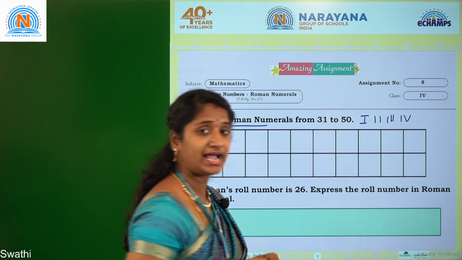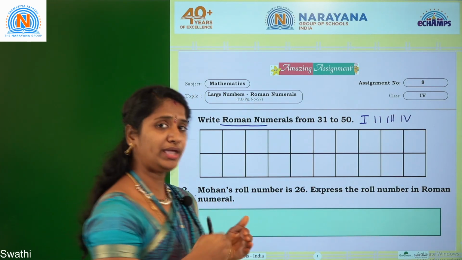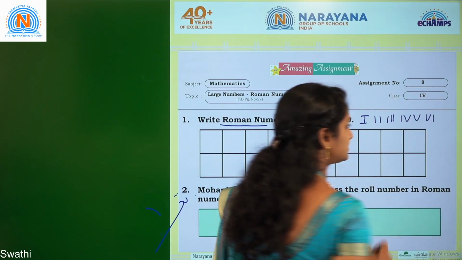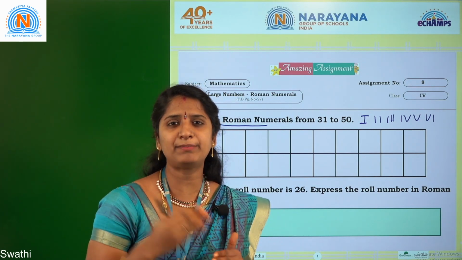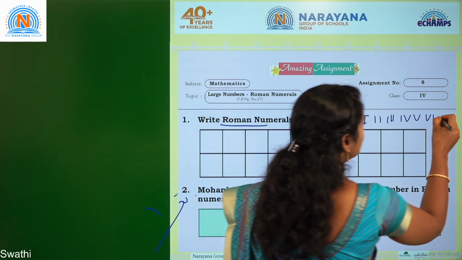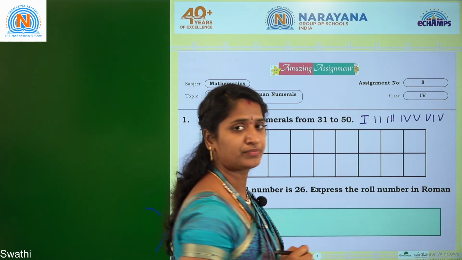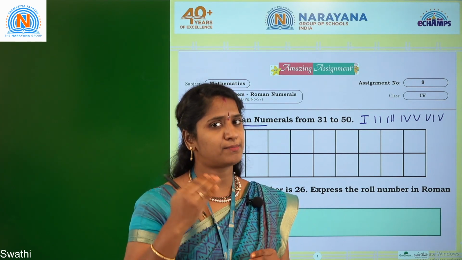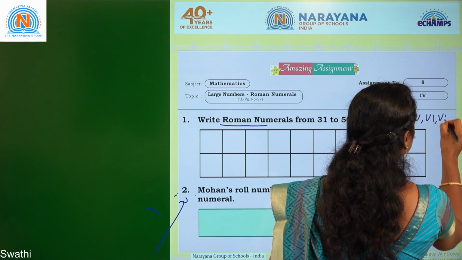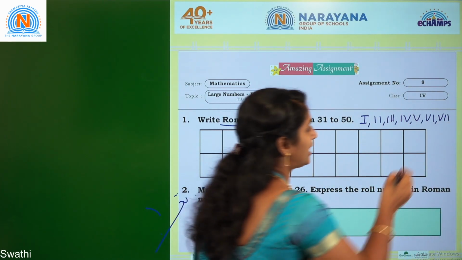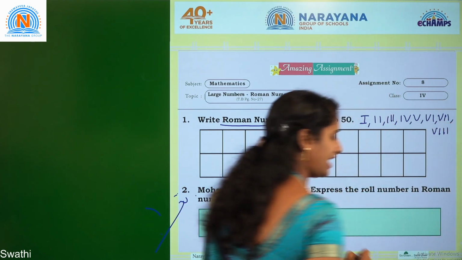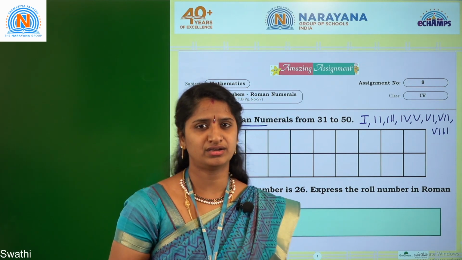IV is 4 and V is 5, and 6 means VI. It means 5 plus 1, which is 6. Next, 7 means 5 plus 1 plus 1, so it is VII. And now 8 means VIII.